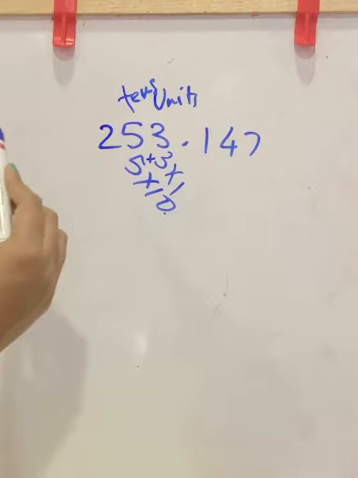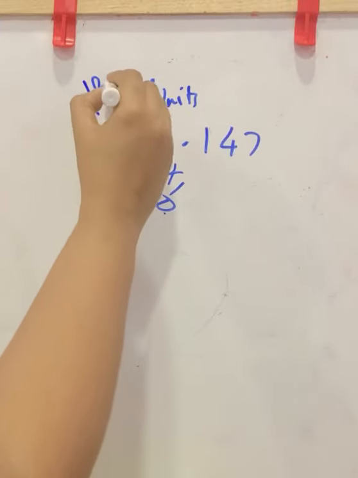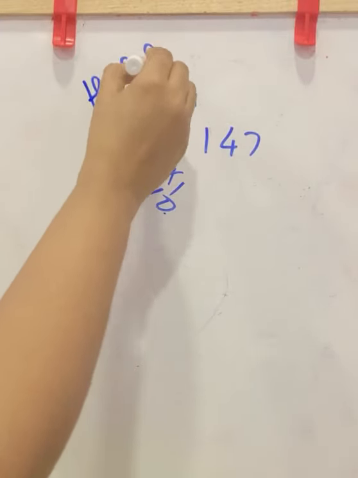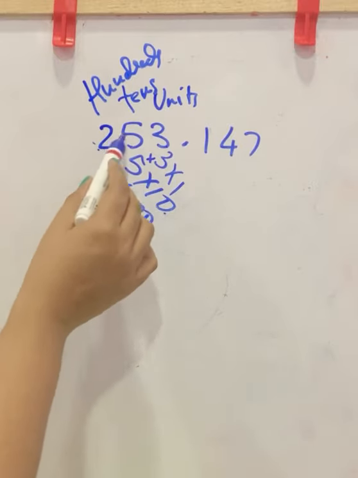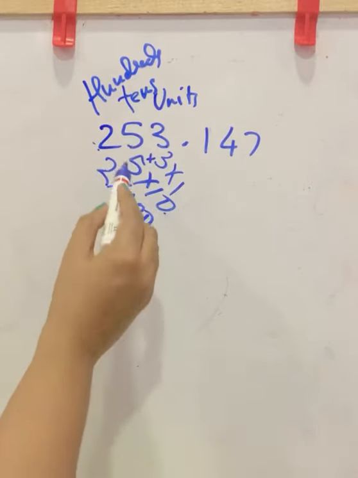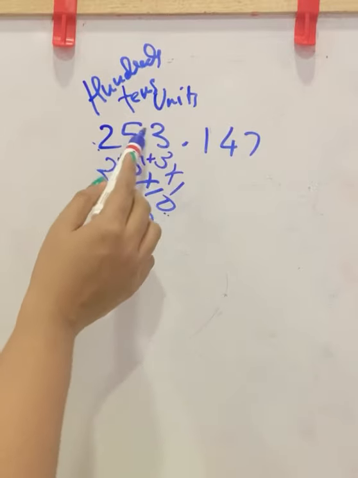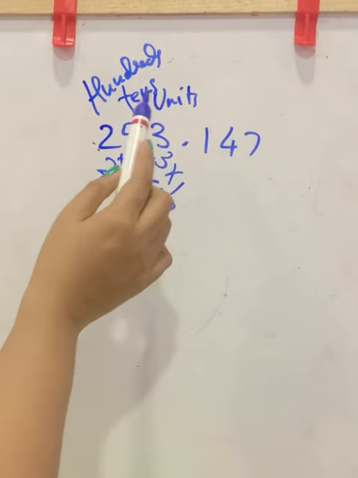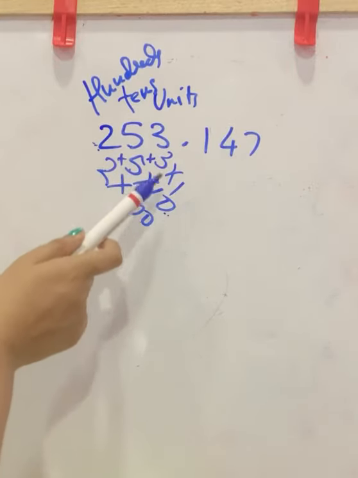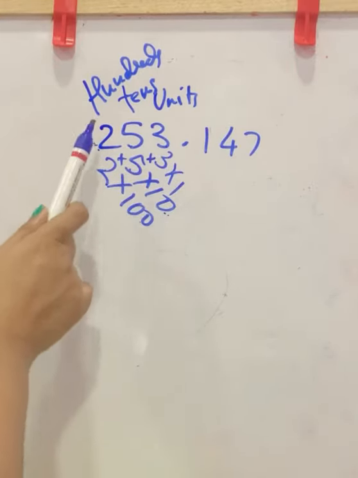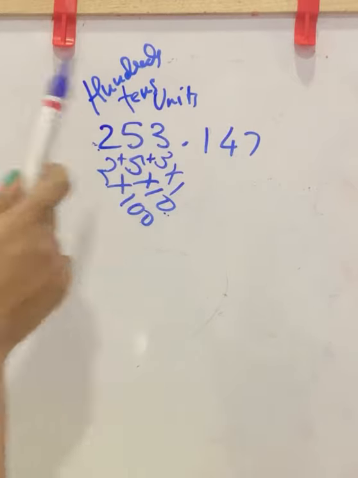Now considering 2, this is the hundreds place, and this value is 2 into 100. So 2 into 100 plus 5 into 10, which is 50, plus 3 into 1, which is 3, is 253. So here it is into 100, here into 10 and here into 1. This is the hundreds place, tens place and units place.